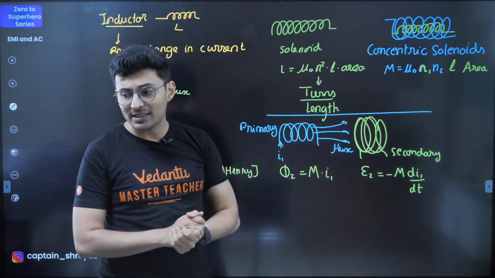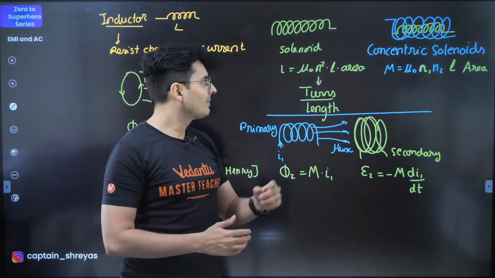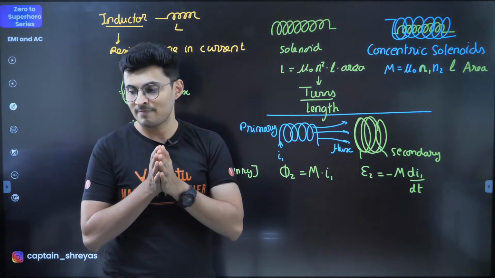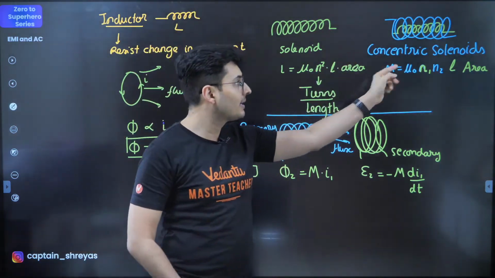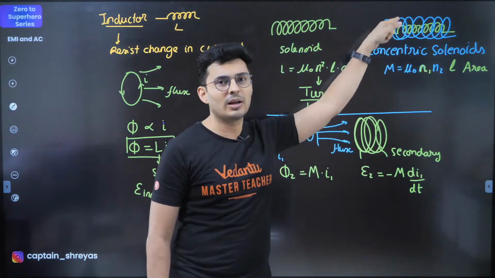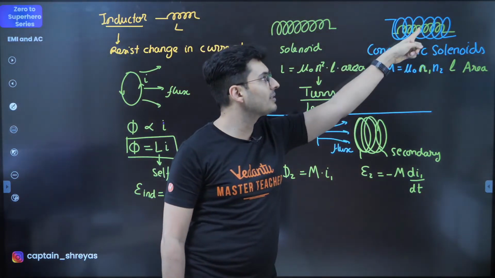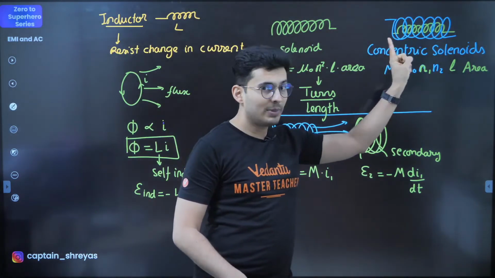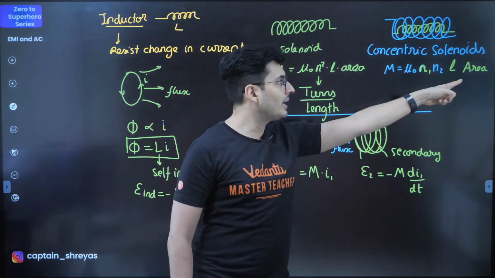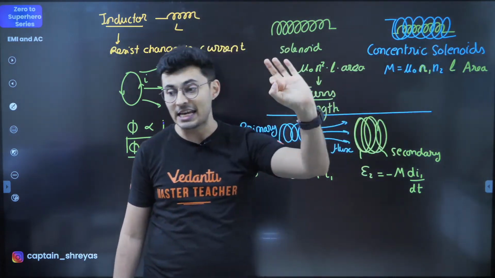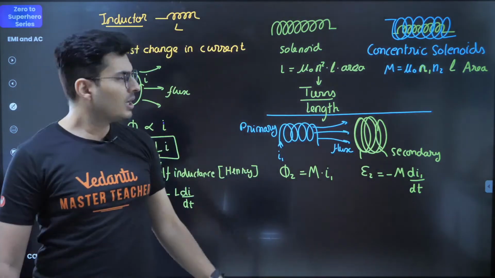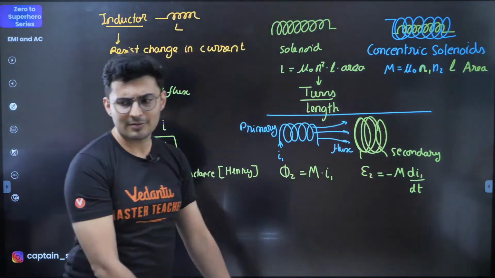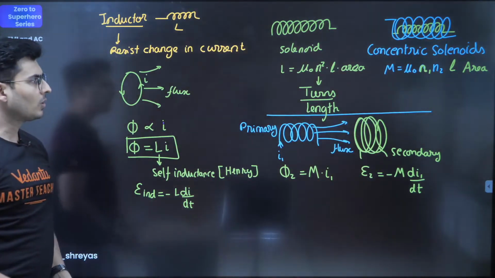Can you guess what is n1 and what is n2? It's the same thing. What was n? Turns per unit length. n1 and n2 are the turns per unit length as well, but n1 is for the inner coil, n2 is for the outer coil. You can see the green one is the inner one, the blue one is the outer one. That's why I've shaded it that way. Cool, guys? And L, be careful, is always the length of the inner coil, and area is also of the inner coil. That's why I've shaded it in green. Very, very important. It's the same formula, mu naught, n square, L, area. Fair enough. No difference. Cool.